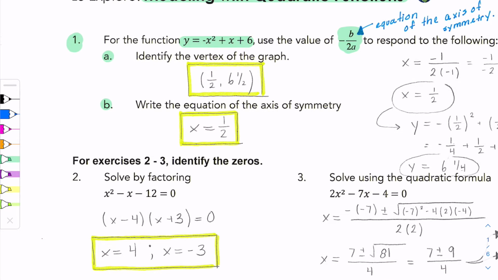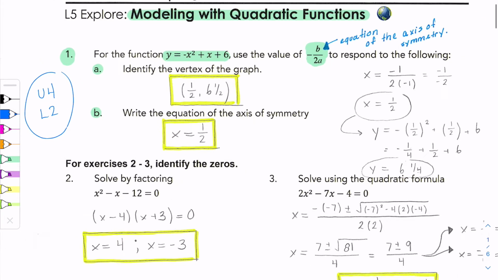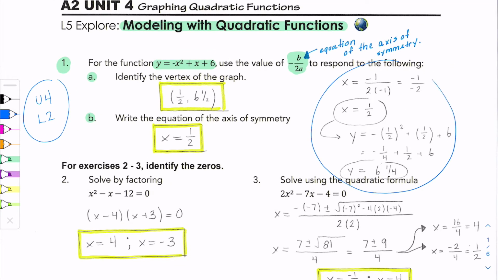These problems come from Graphing in Standard Form, which was from Unit 4, Lesson 2, Graphing in Standard Form, if you need to refer back to your notes for this. Of course, my work is out here to the side, so as you're doing this yourself, you can double check your work against mine.